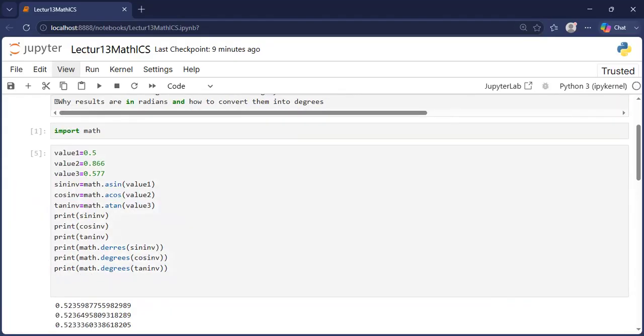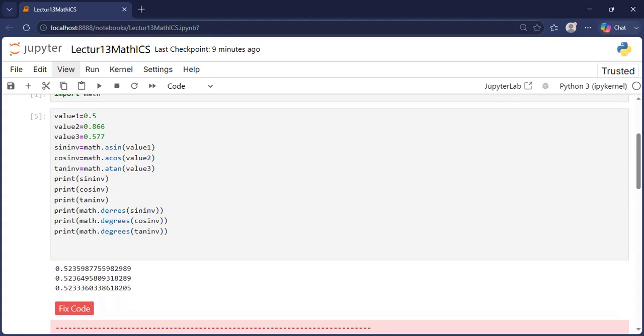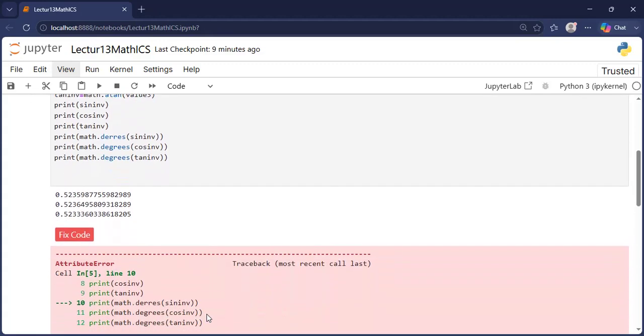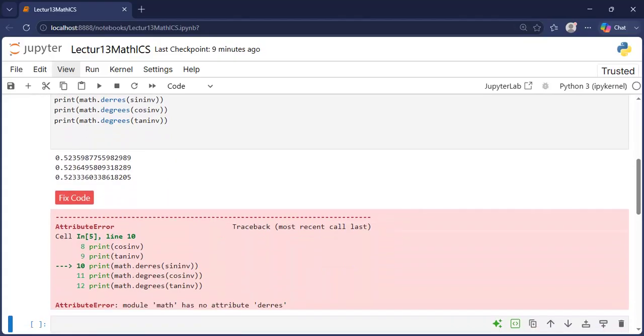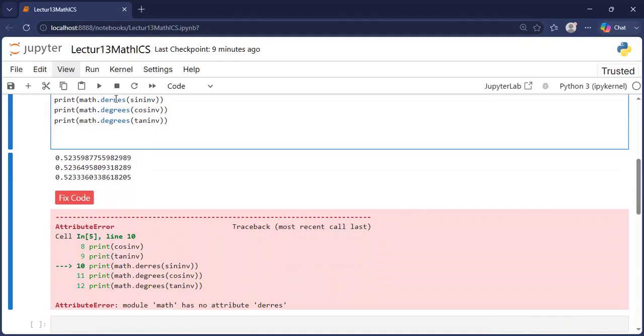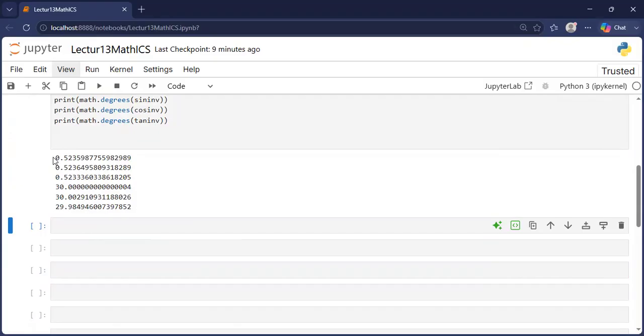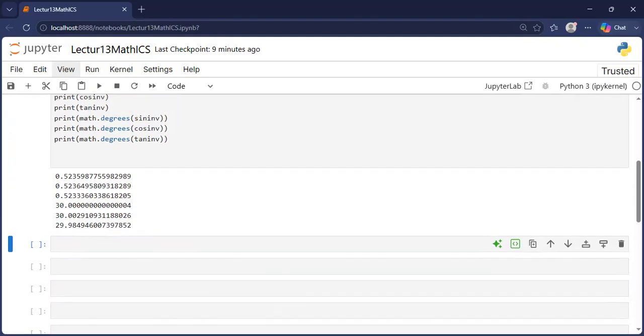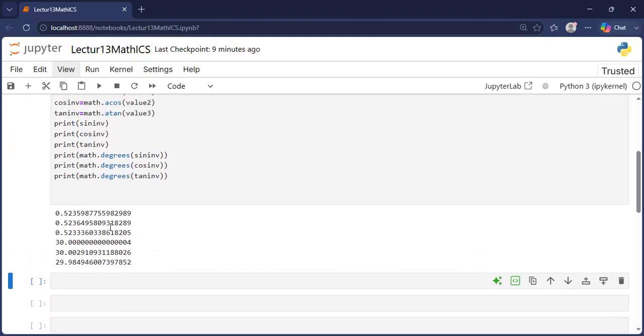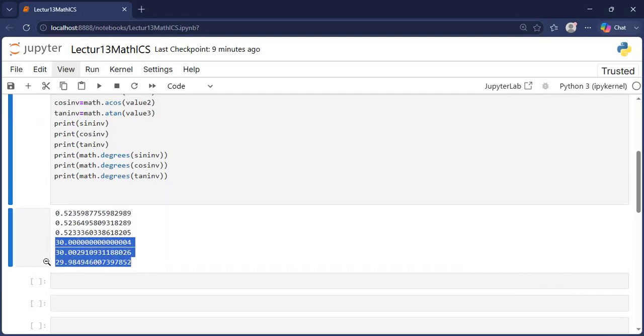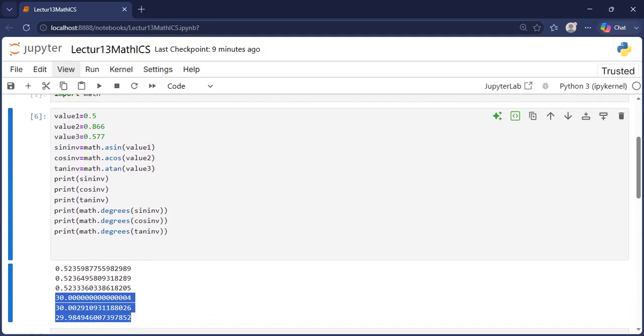Oh, there is a problem. What is the problem? Line 10 print. Let me see what is the problem. Module math has no attribute. Okay, mistakenly I have made a spelling mistake. It should be degrees. It should be fine now. So you see, the first three values are in radians, whereas the last three values are in degrees. Roughly this one is also around 30. You see how easy it is to find inverse trigonometric functions in Python.